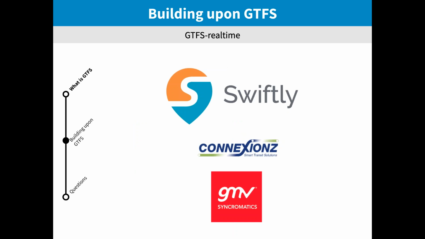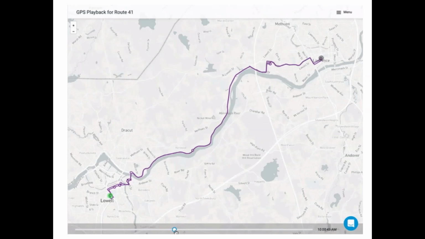So a few applications of GTFS RealTime, that consume GTFS, and then one of their outputs is this RealTime. So Connections and GMB Synchromatics, those are both going to be exhibitors at the conference. But Swiftly is one that we'd like to highlight because they have really done a lot of innovative things with GTFS RealTime. What I'm showing here is vehicle playback, GPS playback. So you can look at a history of a bus along a route and see what happened during a particular time, a particular day, etc.